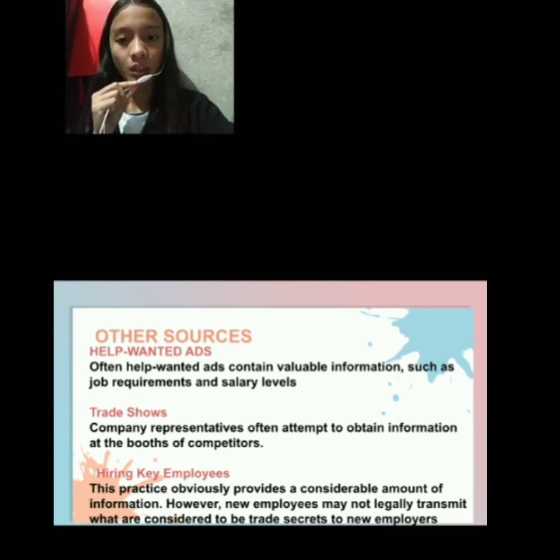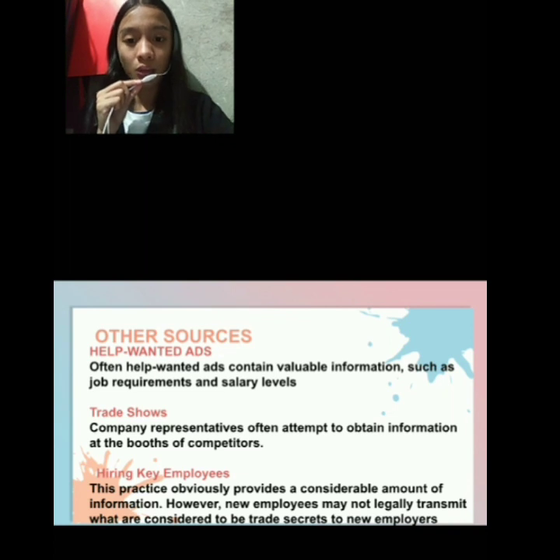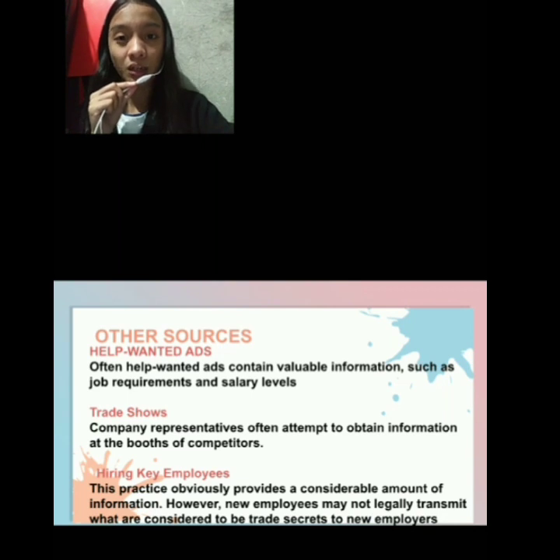Trade show. Company representatives often attempt to obtain information at the booths of competitors. This is spying. Trade shows are also common now for hot new products displayed only. That is what gets displayed. We all know trade shows. So, that is one of the other sources on competitors.